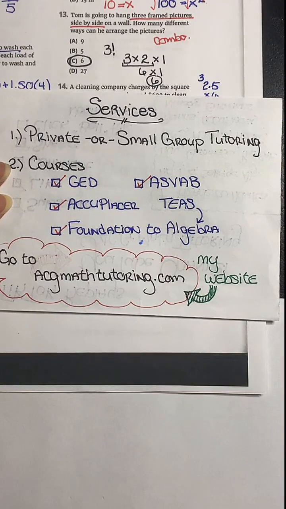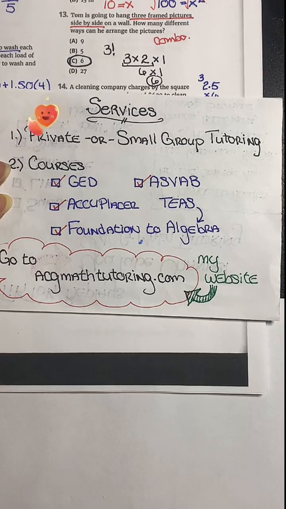All right. So for the course, it's $197, and you have access to it for a full year. The reason I said full year is because once you get your GED, your ASVAB, and your AccuPlacer, you're not going to come back to it. You're not.